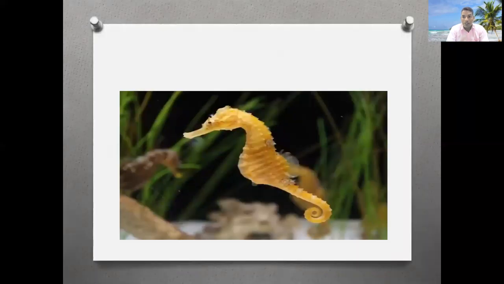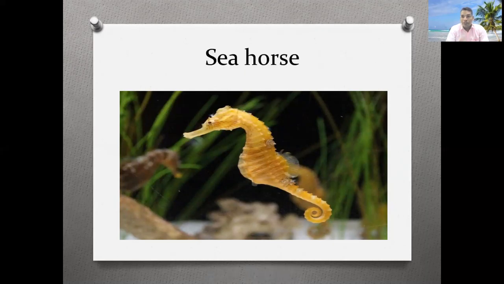He lives in the sea and looks like a horse, but not a horse. Because he lives in the sea, his name is seahorse. Seahorse. Next.